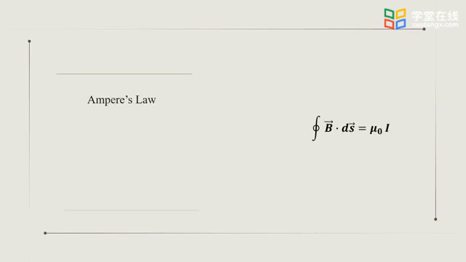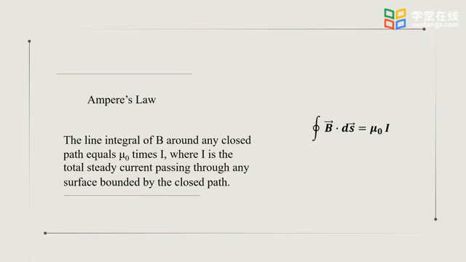We could also say that the line integral of B around any closed path equals mu0 times I, where I is the total static current passing through any surface bounded by the closed path. This is known as Ampere's law. A closed path is also called an Amperean loop.